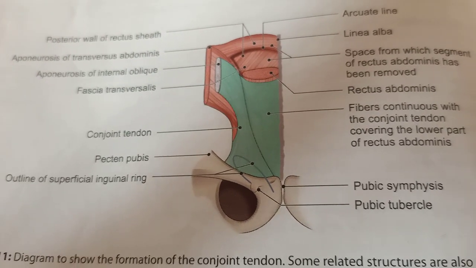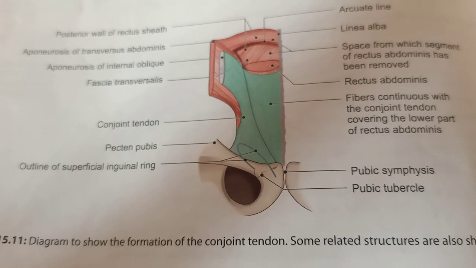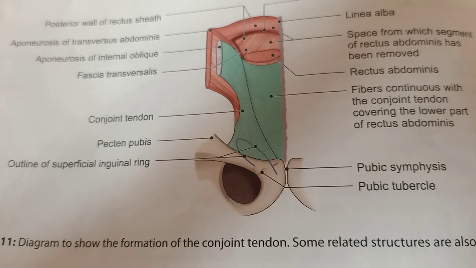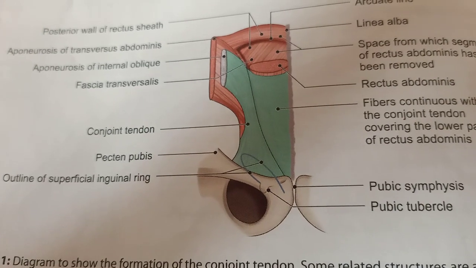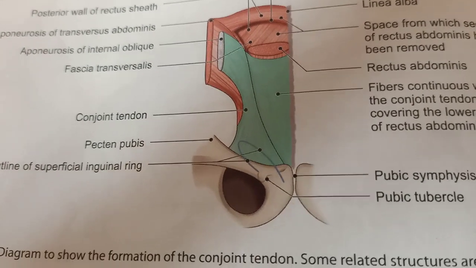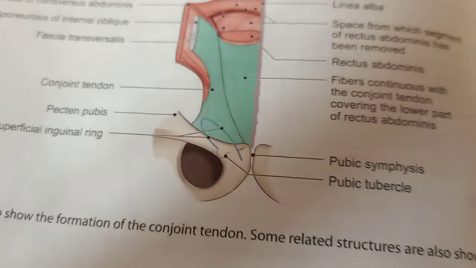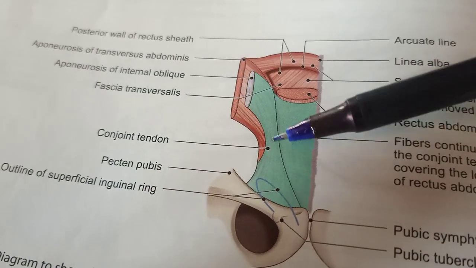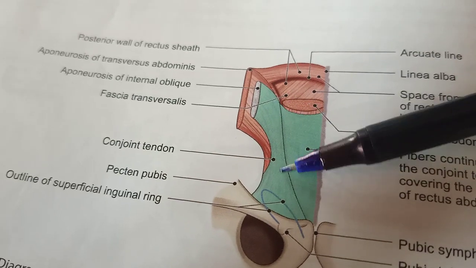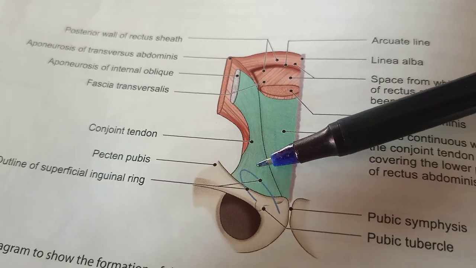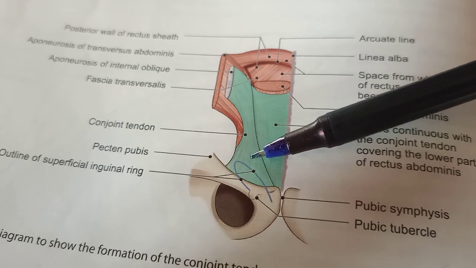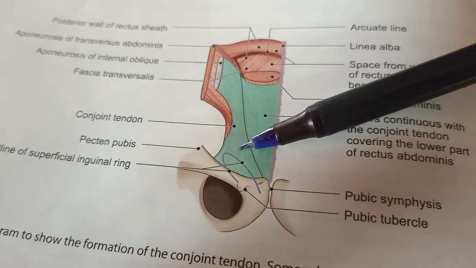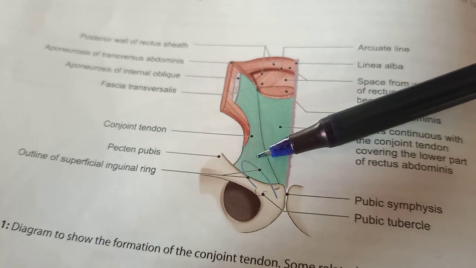Hello students, in today's video I will share three important topics from the anterior abdominal wall. The first topic is the conjoint tendon, which you are able to see here. The next important topic is the cremaster muscle, and the last topic is the cutaneous nerve supply, that is the nerve supply to the anterior abdominal wall.